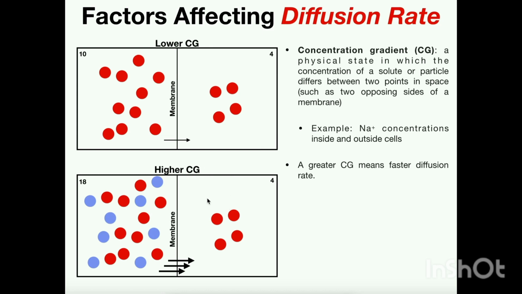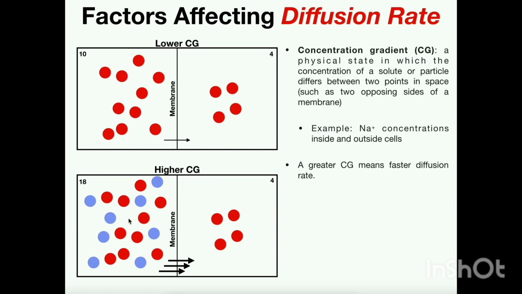We're going to leave the particles on the right side the same number over here, but I'm going to add 8 more particles to this left side, and the ones I'm adding are the ones in blue. And if you count these, you'll see I added 8 of them. So now we have 18 particles on the left side and still 4 on the right. Up here on the top, there was a difference of 6. Now there's a difference of 14.